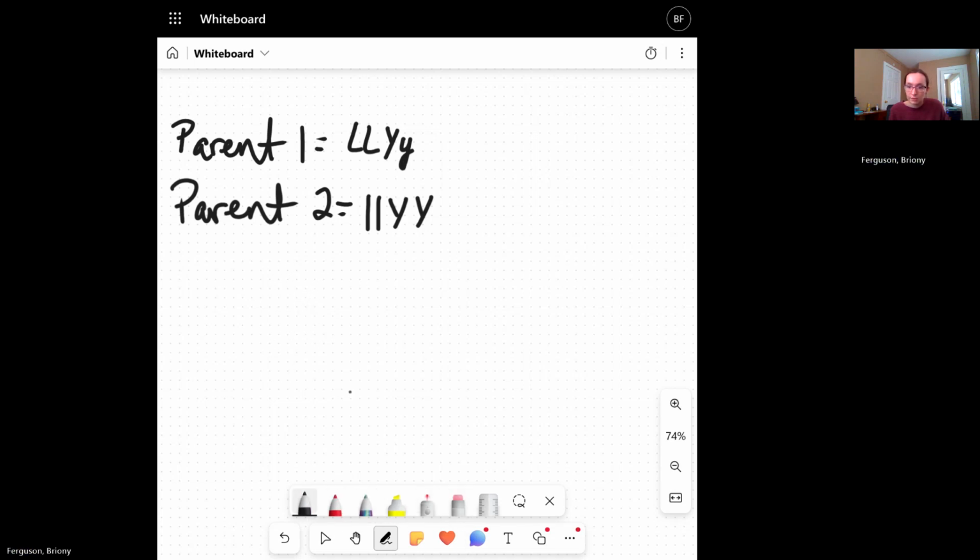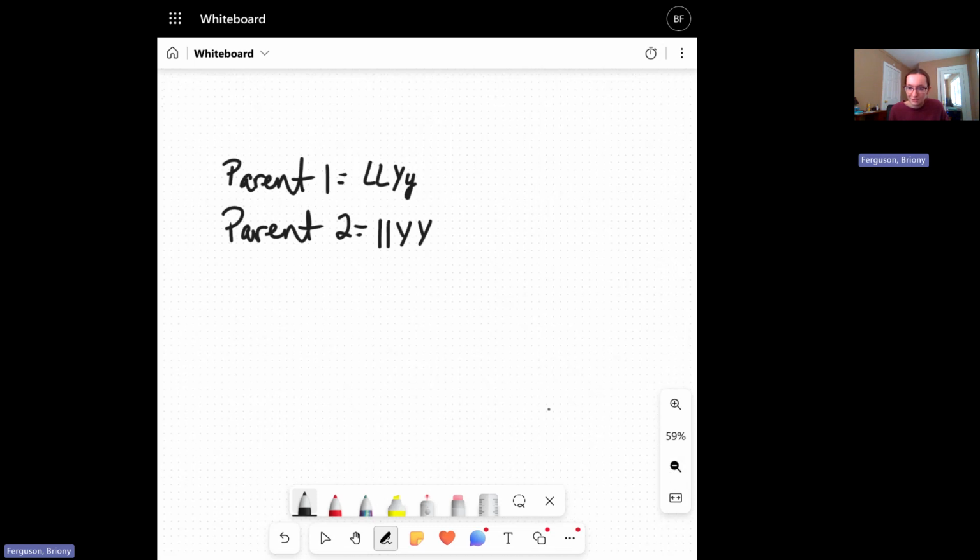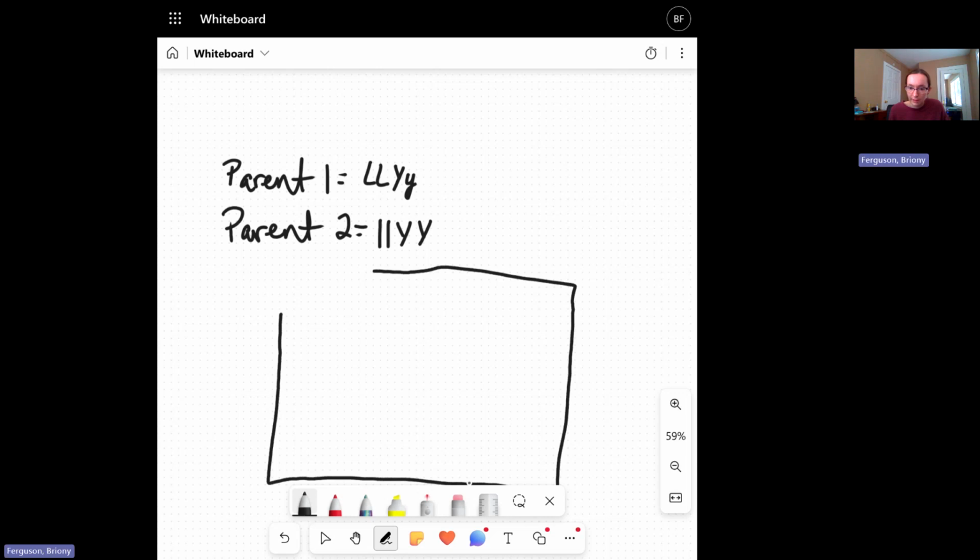Okay. Please ignore how ugly my Punnett square is going to be. Not used to drawing on this little pad thingy.